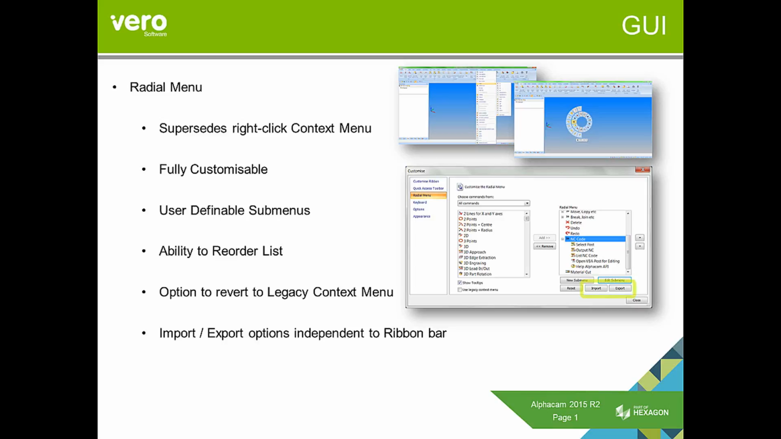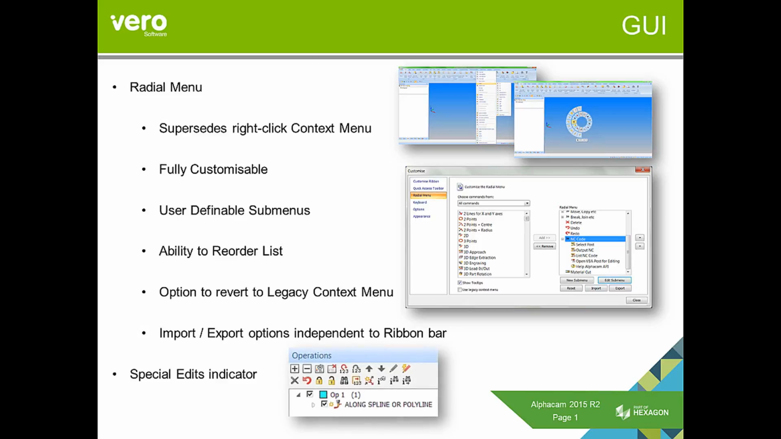We have the import export options, the same as we have with the ribbon bar, but it is independent to the ribbon bar. This saves a separate XML file for the configuration of the radial menu. But once again, you can take that XML file to a different PC, or even import it into different modules just to make all your versions of Alphacam look the same.